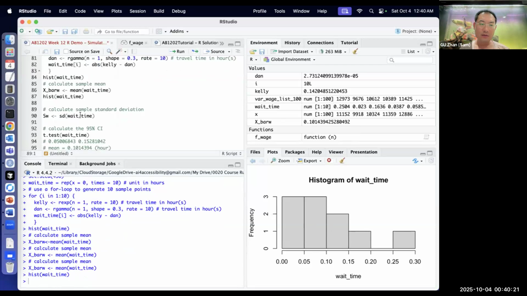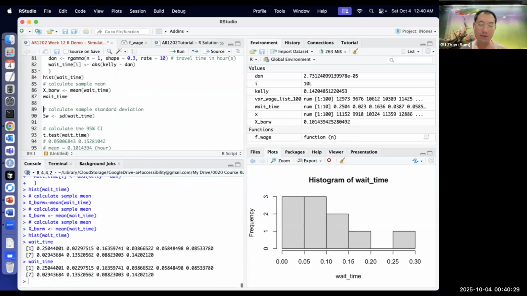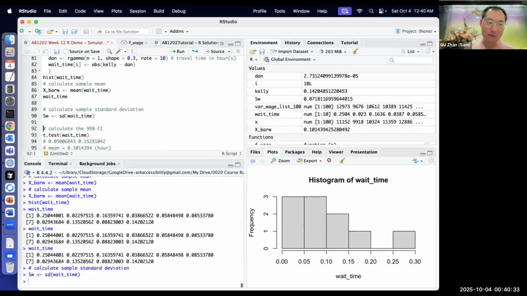Calculate the sample standard deviation. So this is your waiting time. Look at this waiting time. This is a 10 waiting time. So we're going to calculate the standard deviation. Why do we need to calculate the standard deviation? Because we want to calculate the confidence interval.